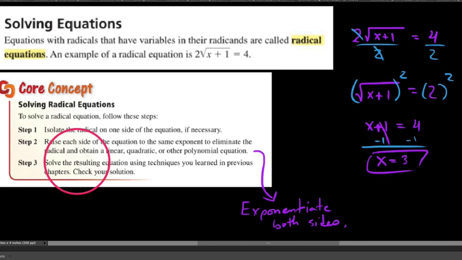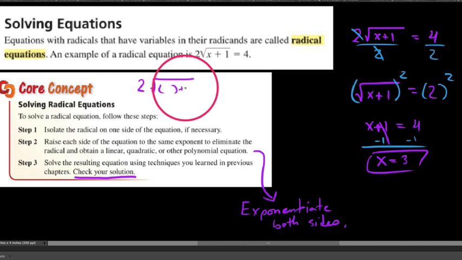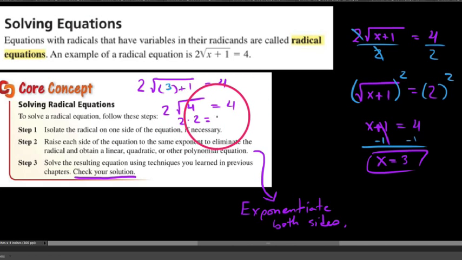Now, the third step says solve the resulting equation using techniques you've learned in previous chapters and check your solution. What I want to point out about the third step is that you always check your solution. So one thing I'm going to encourage us to do in this video is, as we look at the solutions to our radical equations, plug them back in and make sure that they are actually valid. Checking this one out, we get 2 times the square root of 3 plus 1, which is the square root of 4. And of course, 2 times the square root of 4 is 2 times 2, and we get 4. So this certainly works, and it is valid.